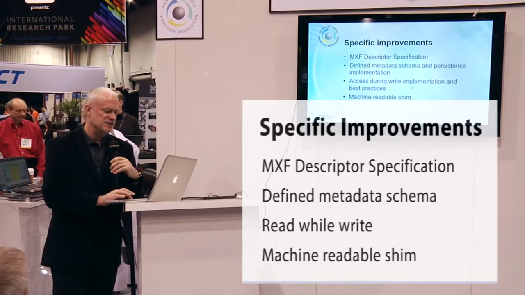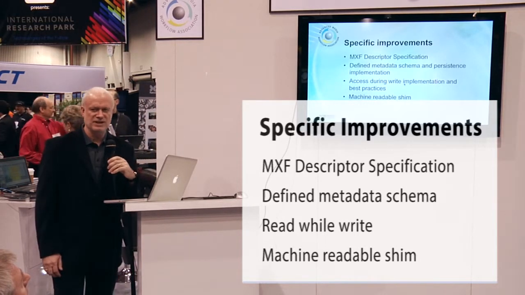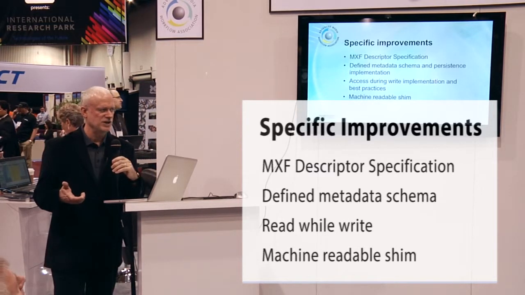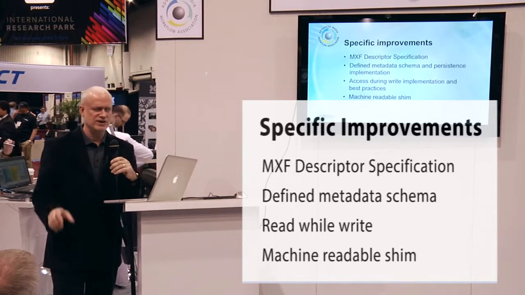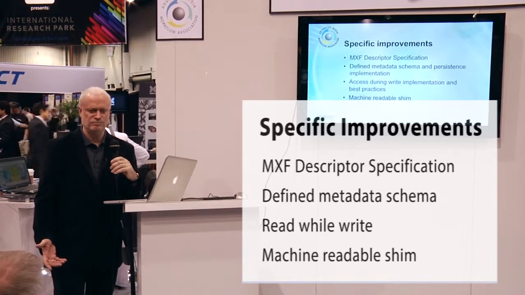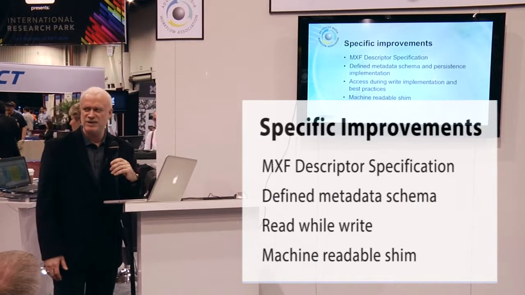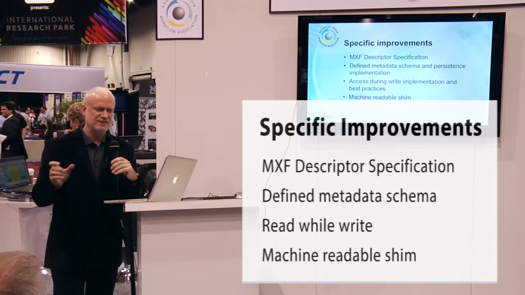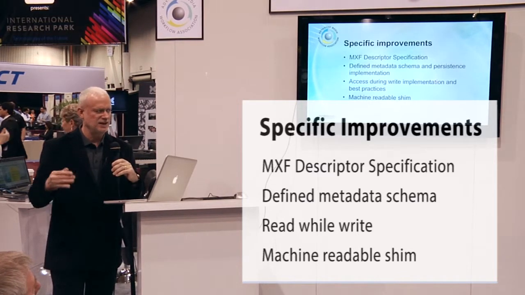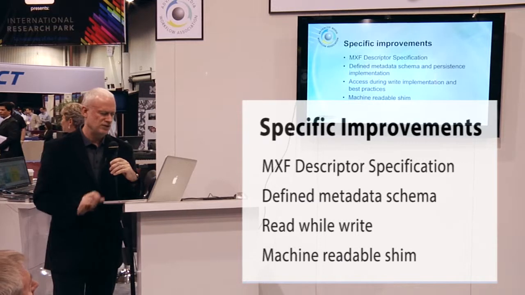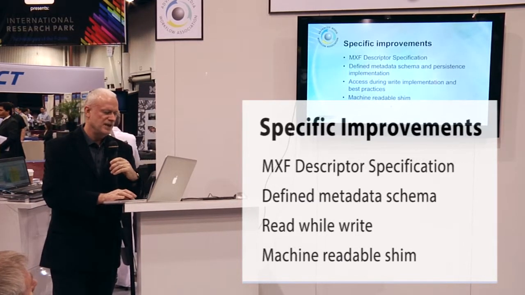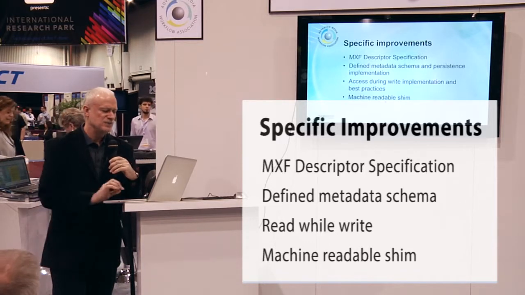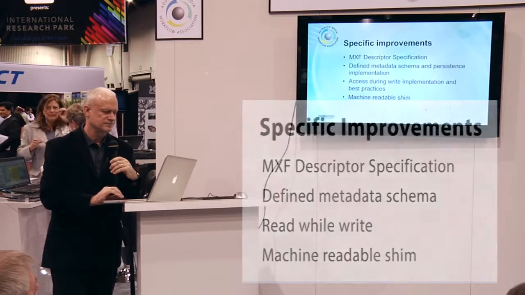One of the key aspects of AS10 is the capability for us to actually edit the media while it's being created, while it's ingesting. And so lots of vendors implement this capability in different ways. We want to have a best practice and have a specification around the best way to implement that so that we can have a best of breed environment and we can edit while ingesting, which is very important to the news industry. And then also we want to advance the capability of creating machine readable shims.